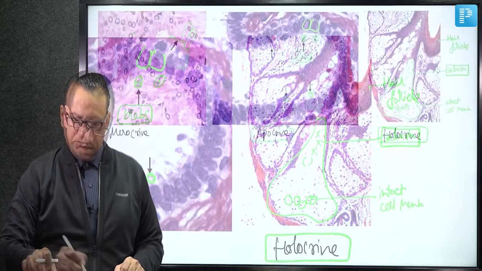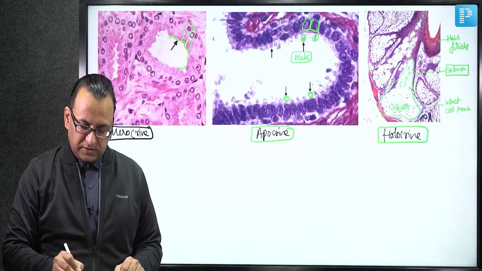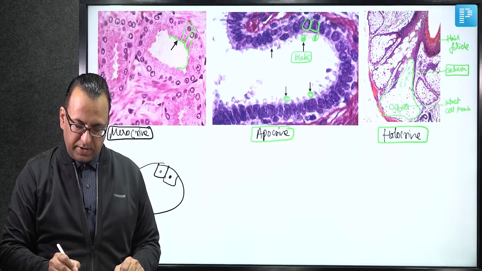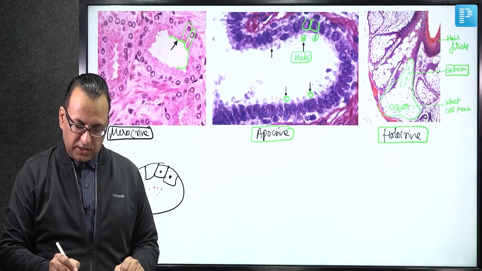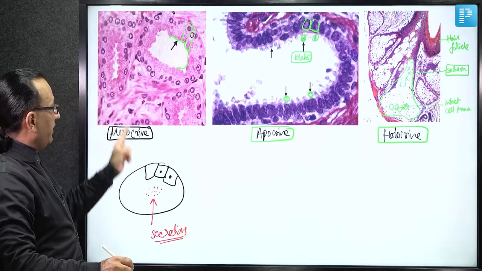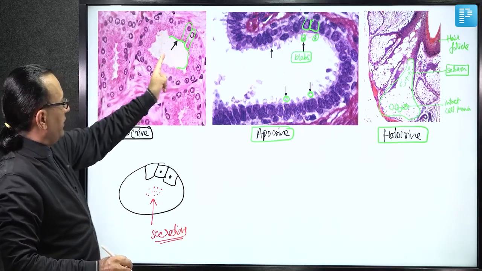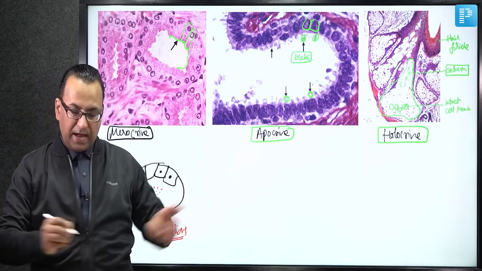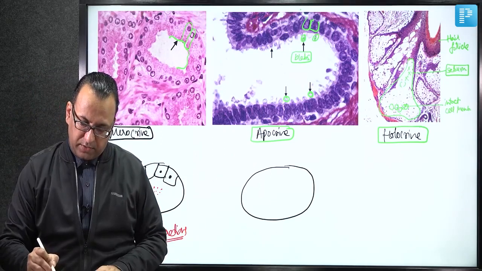As we notice in the merocrine variety, this is the gland, and we are showing the cells here with intact cell membrane. Only the secretions are coming into the lumen of the gland with no loss of cell membrane. So that is the merocrine variety, with intact cell membrane and only secretions in the lumen. Whereas when we are talking about the apocrine, the apical portion of the cell membrane will be broken.